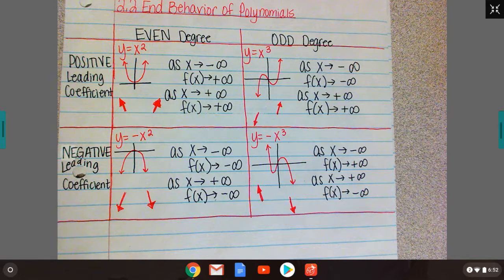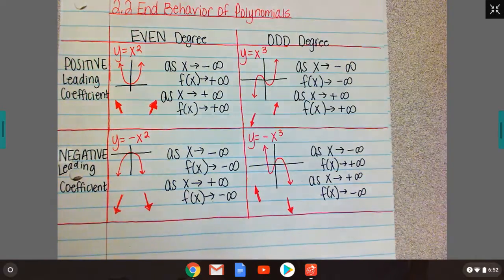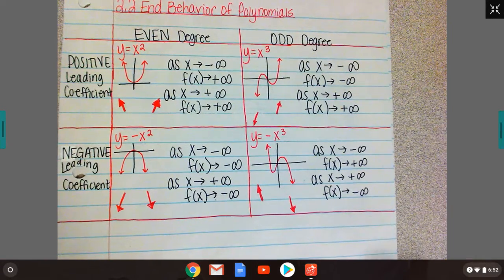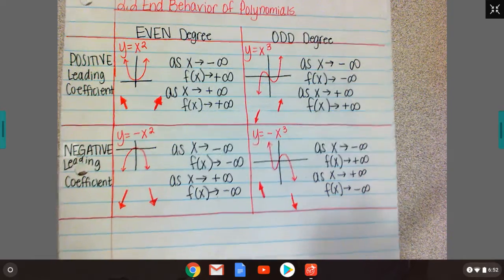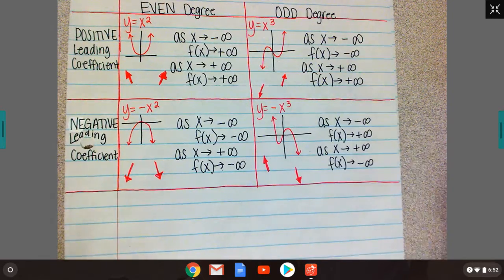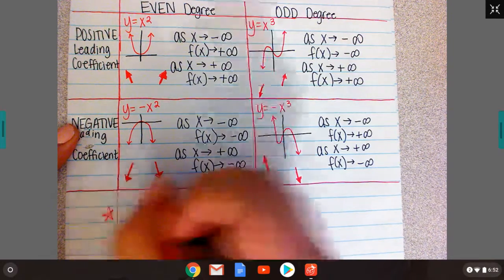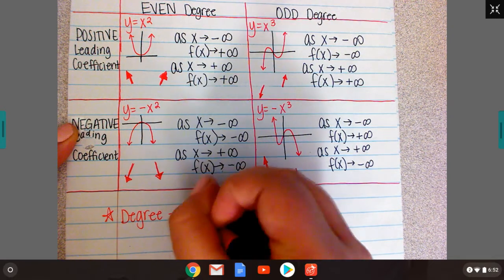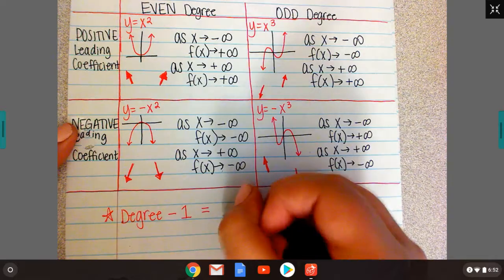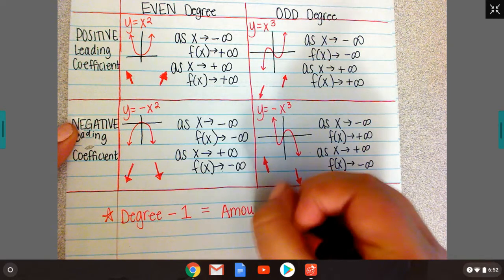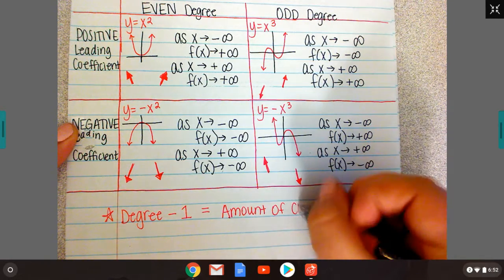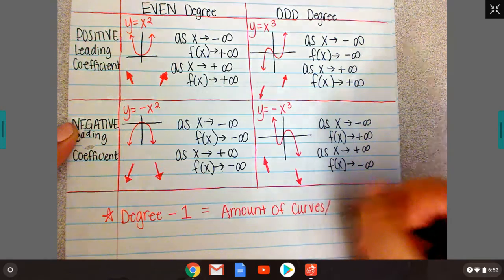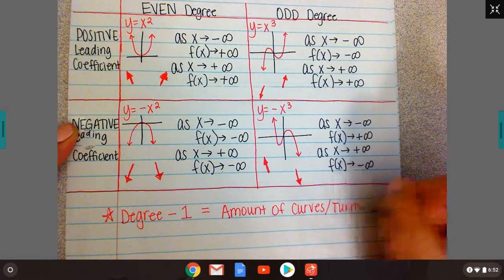Let's look at what's going on in the middle here. So we've talked about the end behavior, but let's look at the curves, because we had this weird example where I was showing you more and more curvy things. What's nice to know is how many times it curves. So that's actually pretty easy to reason through. So here's the deal. If you look at the degree that you have and you take away 1, that equals the amount of curves, or we could say the amount of turns.